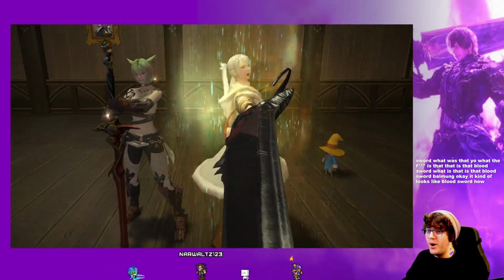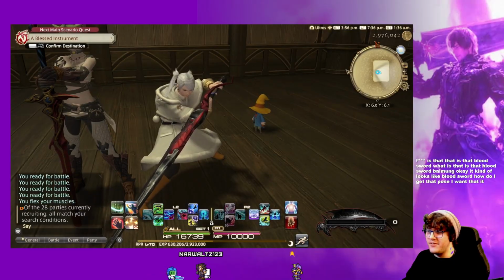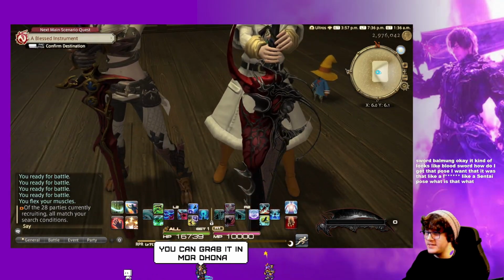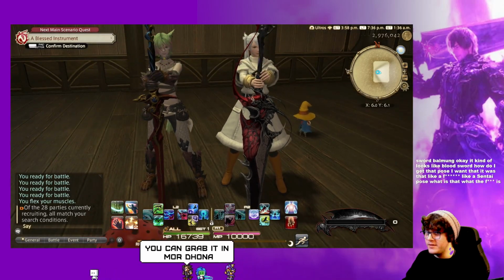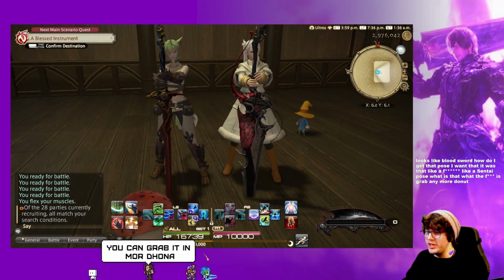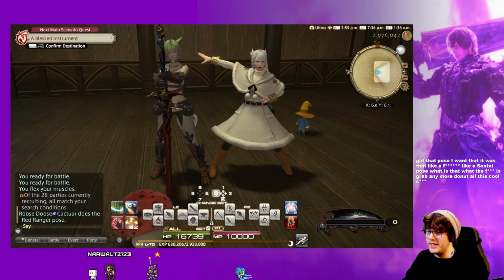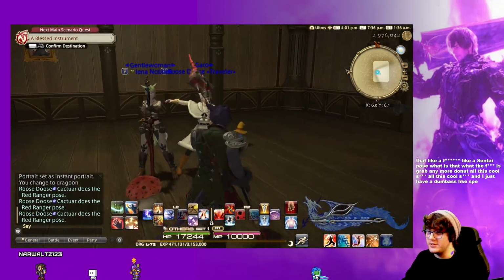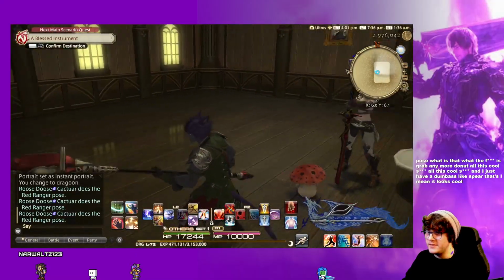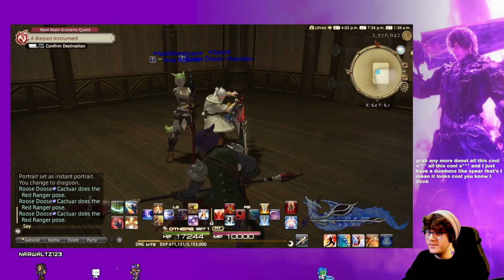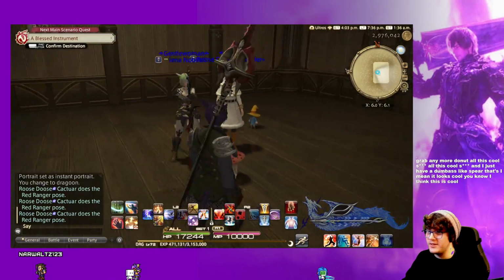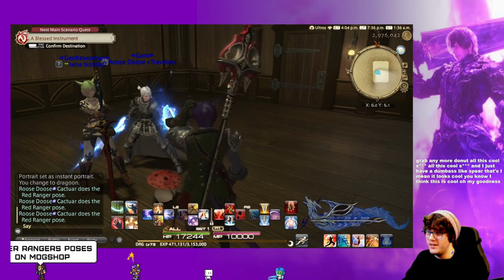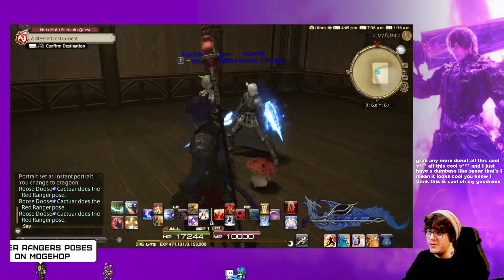How do I get that pose? I want that. Was that like a Sentai pose? What is that? Grab it in Mordona. All this cool shit, and I just have a dumbass spear. I mean, it looks cool. You know, I think this looks cool. Oh my goodness. Power Ranger poses on Mog Shop.